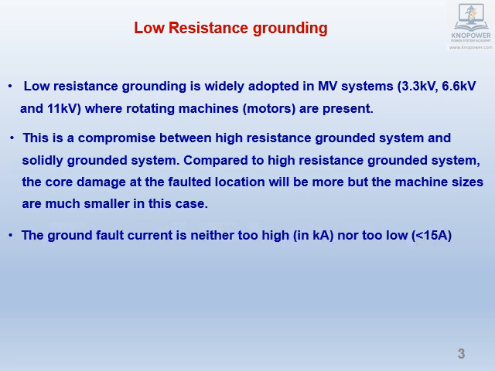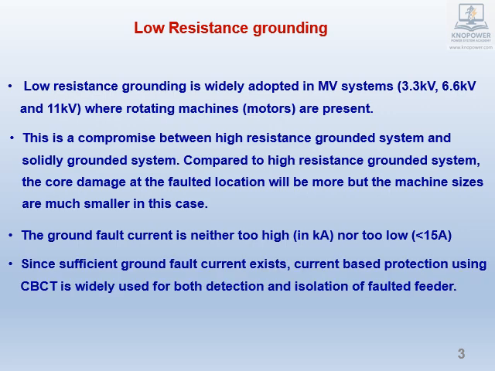The ground fault current is neither too high in kiloamps, as in the case of solidly grounded system, nor is it too low, that is, less than 15 amps, as in the case of high-resistance grounded system. Since sufficient ground fault current is present, current-based protection using CBCT is widely used for both detection and isolation of faulted feeder.